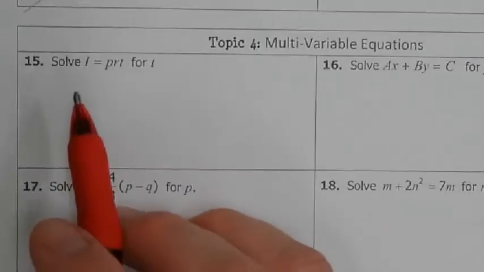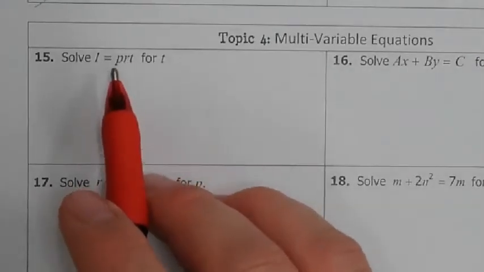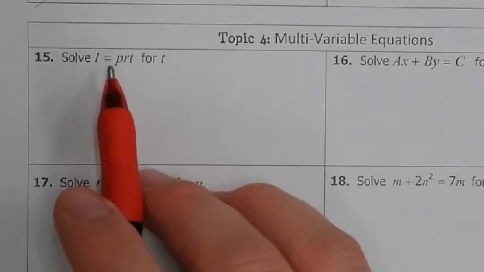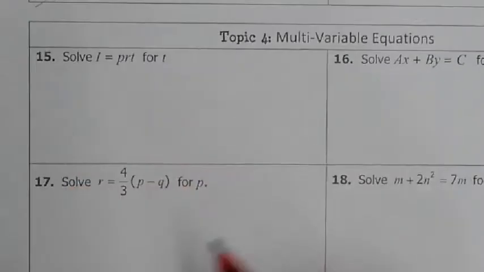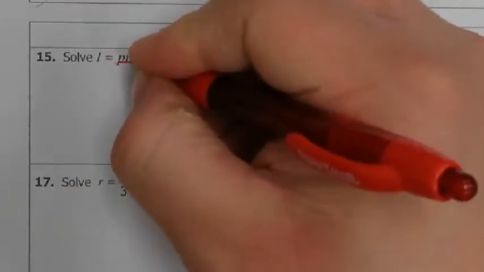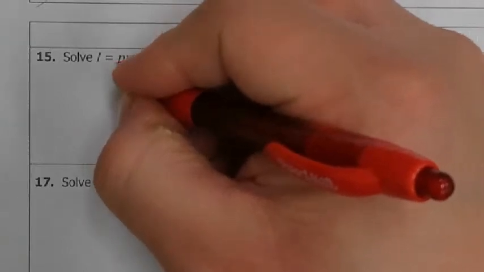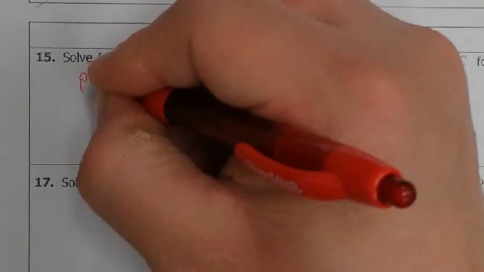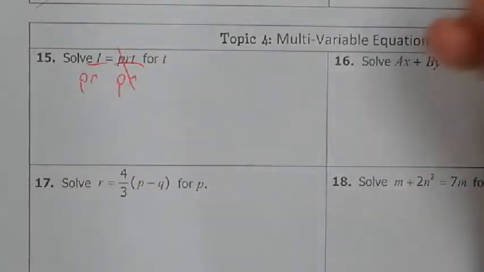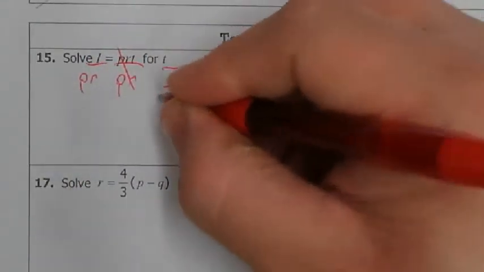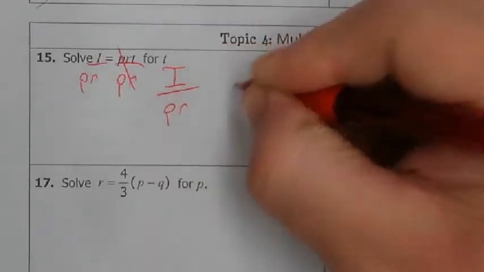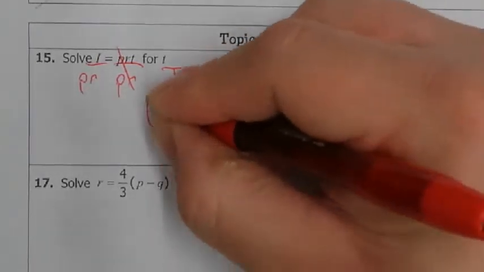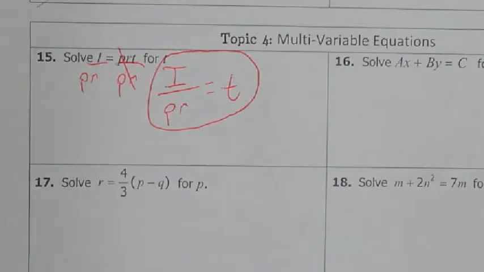So this one, we're trying to get t by itself. So to get t by itself, there's multiplying going on, so you do the opposite of multiplying, which is dividing. So we're going to try to get rid of everything with t. So we're going to get rid of PR, because the opposite of times is divide. Divide by PR. That cancels out. So we'll be left with I over PR equals T. That's all you have to do because you don't have any like terms, so you can't do anything more. So I over PR equals T.